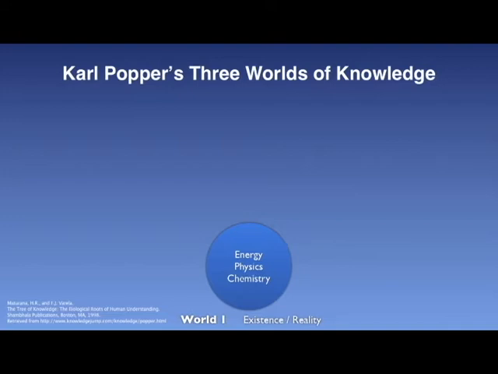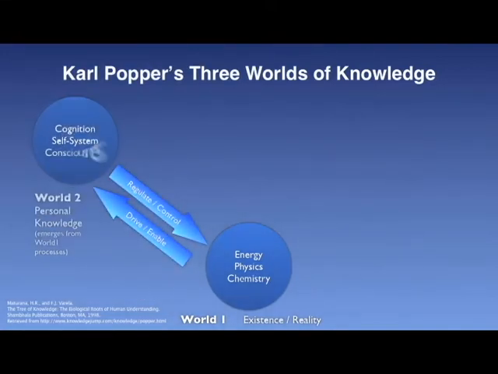World 2, then, is the world of mental states and events or thoughts and ideas. This is the realm of observations, perceptions, as well as psychological states and processes. Essentially, this is the way in which we make sense of the physical world as represented in our memories and in our personal knowledge.